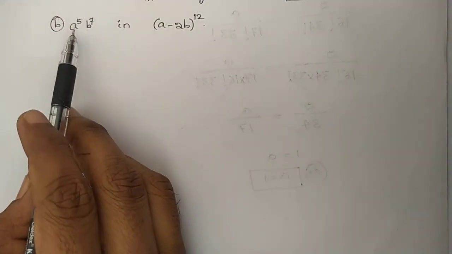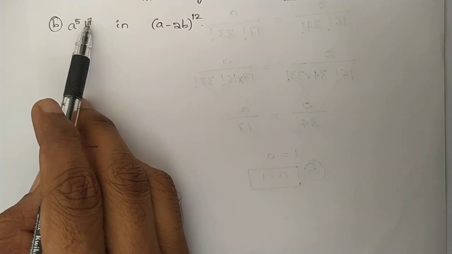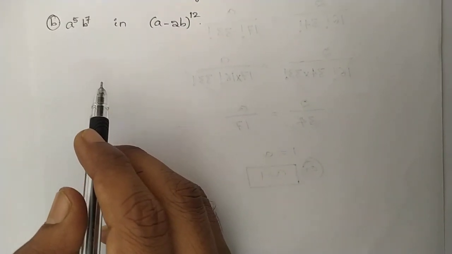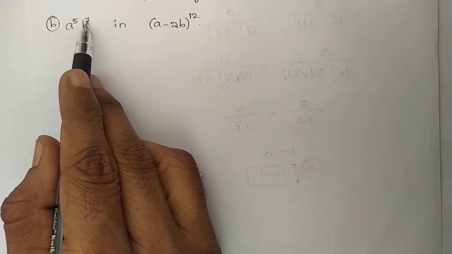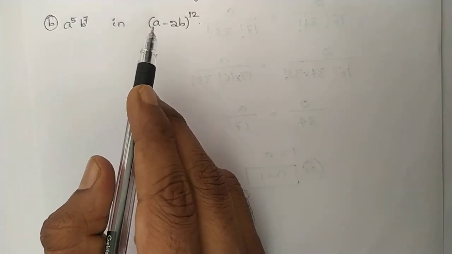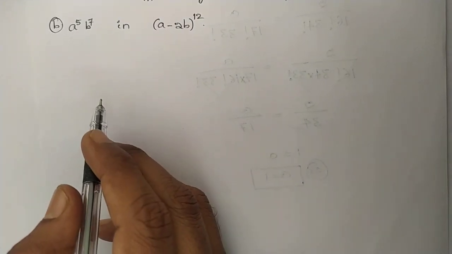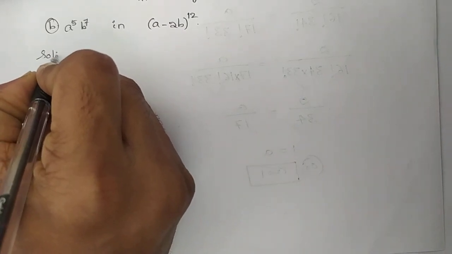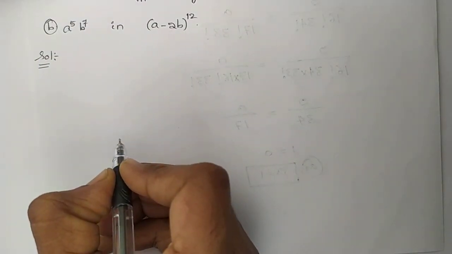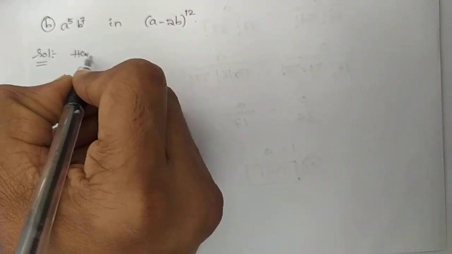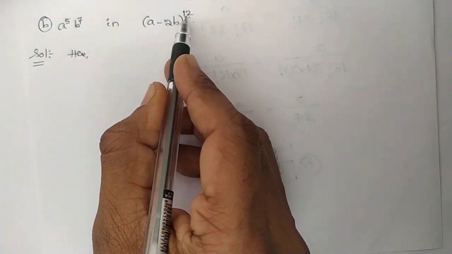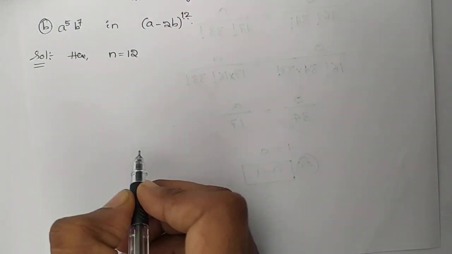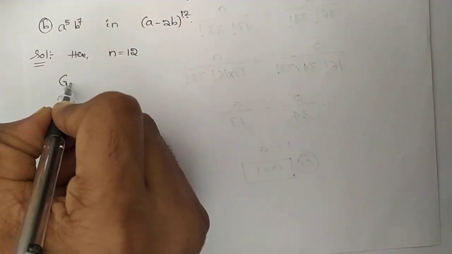Find the coefficient of a power 5 b power 7 in a minus 2b whole power 12. We have to find the coefficient of a power 5 b power 7. First thing is that we have to find its general term, right? Here in place of n we have 12, n equals 12. Power is 12. Let us find out the general term.